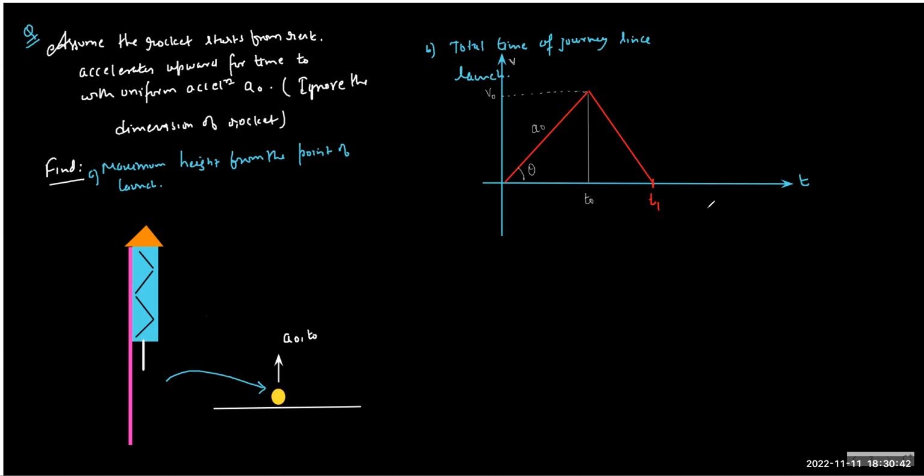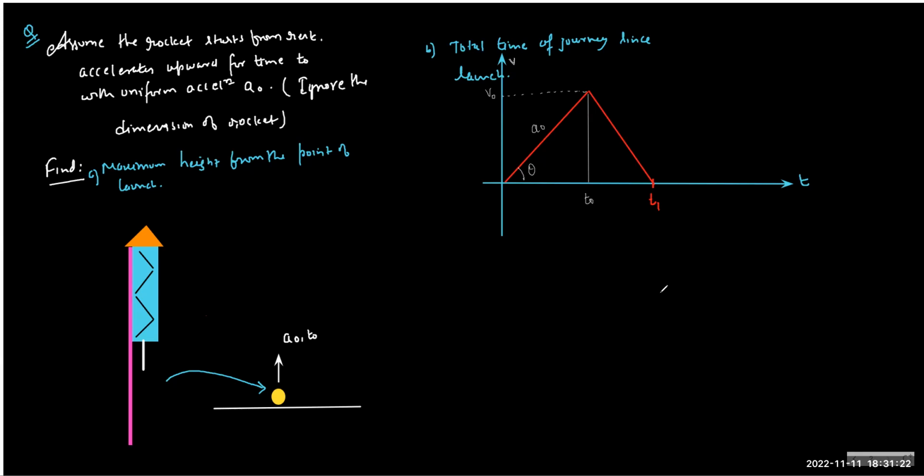What is the meaning of area under the VT graph? Tell me, guys. Displacement. So up to this point, displacement is positive because the area is positive, yes or no? The entire area is above the t-axis, so this area is positive. It means till the point T1, the object is going upward only, yes or no? Yes.